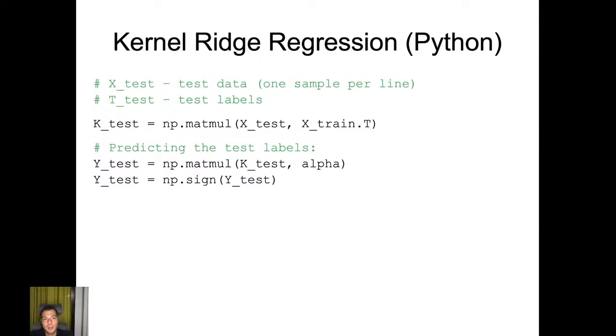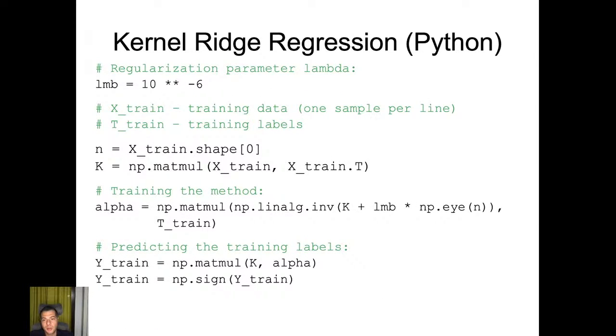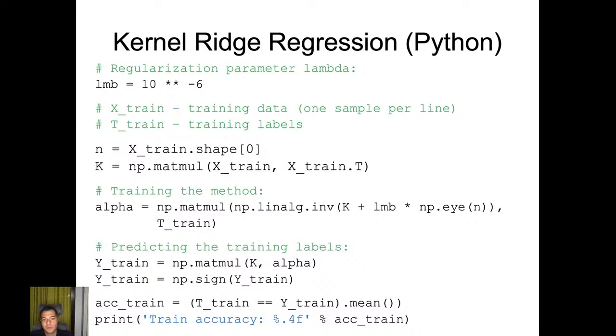Okay, so the main point here was that you can actually implement this machine learning algorithm, known as kernel ridge regression, in Python from scratch. You don't need any machine learning libraries in order to implement it. It's pretty straightforward.